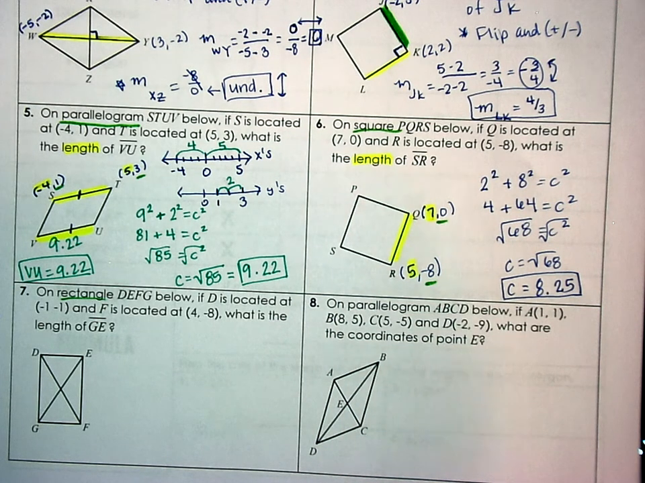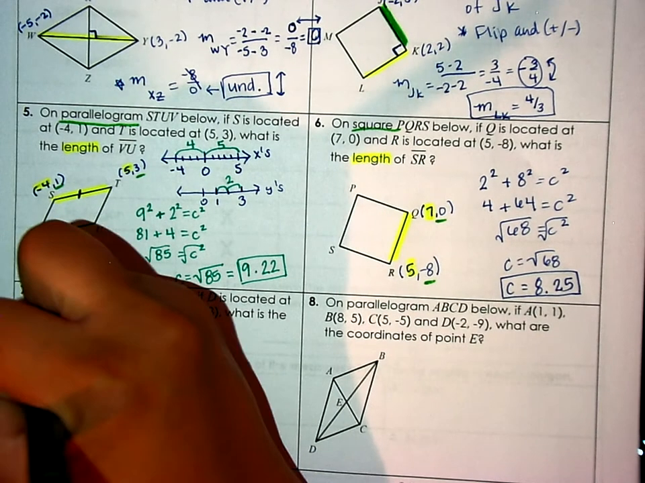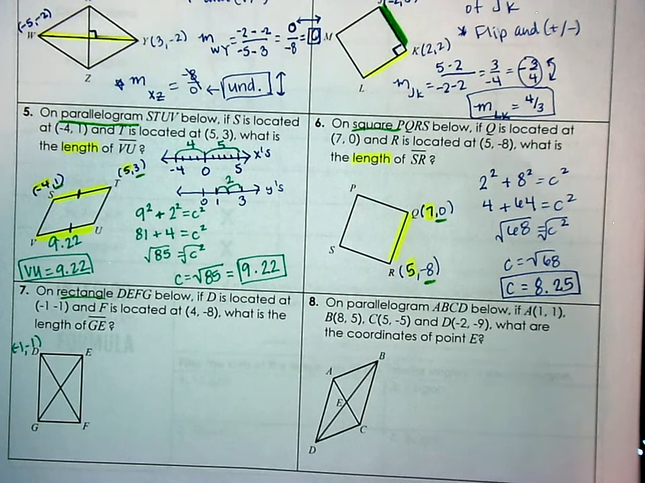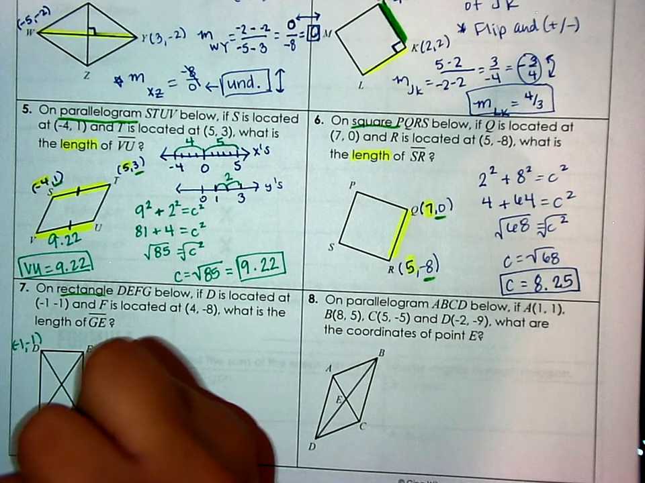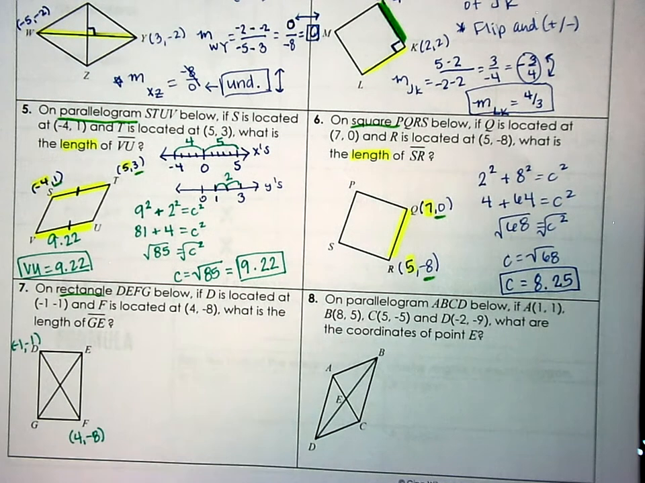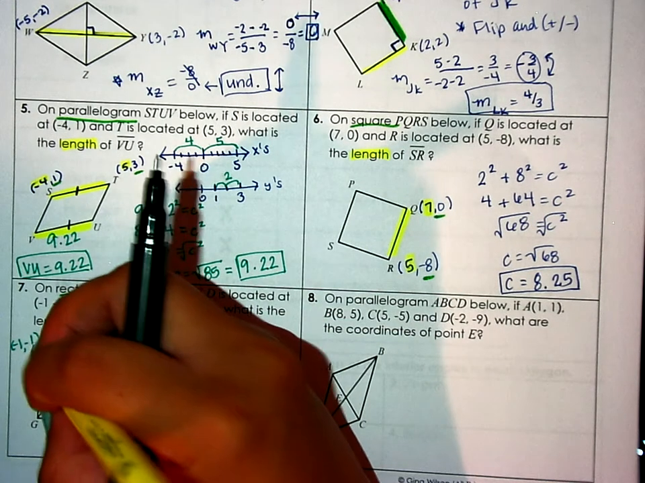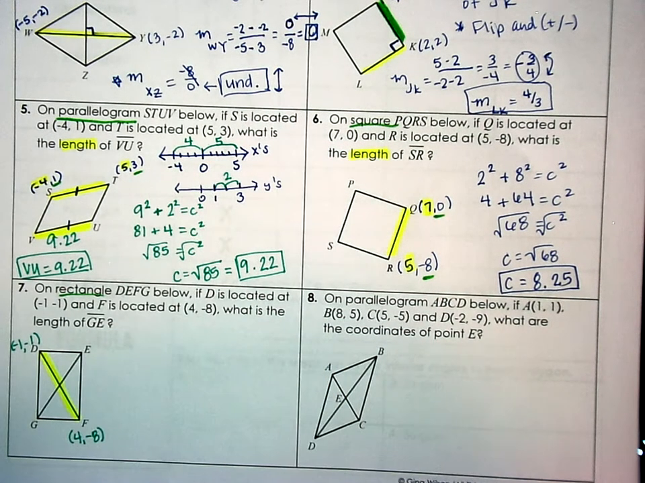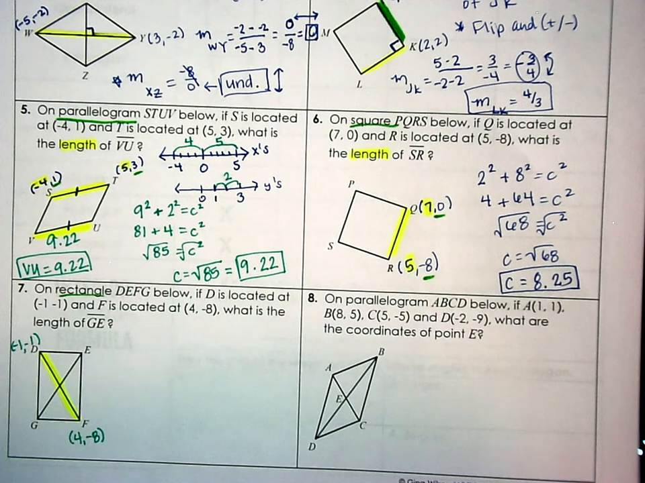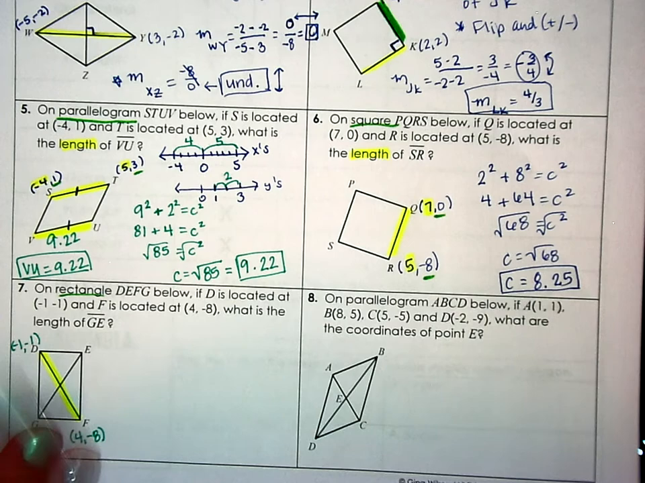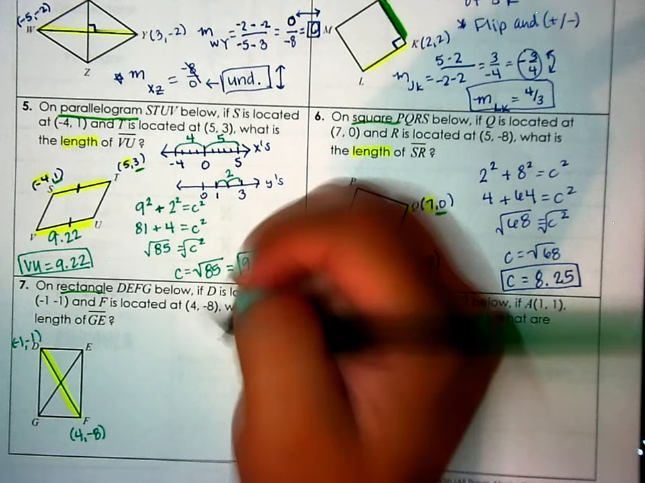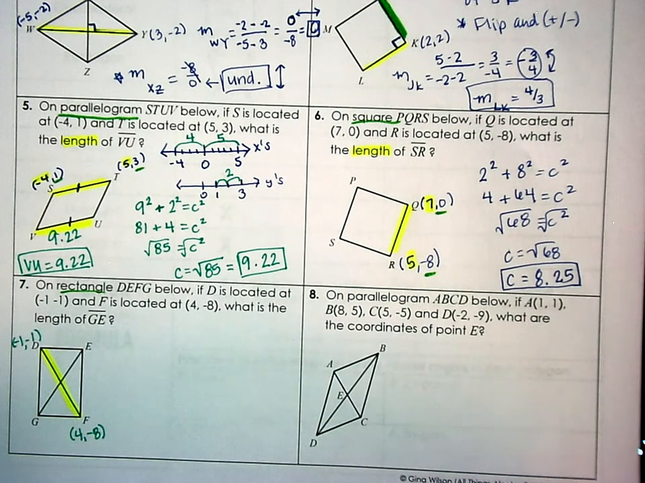The rectangle is DEFG below. If D is located at -1, -1, and F is located at 4, -8, what is the length of GE? Okay, so this is actually something very simple to do. If we want to find the length of GE, since it's a diagonal, diagonals are congruent in rectangles. So if I can find this distance, it's the same. So I don't have to do the math twice. I just find the distance of these two, and then that's my answer. Okay, again, we're going to practice by looking at the x's first so we can use this shortcut.